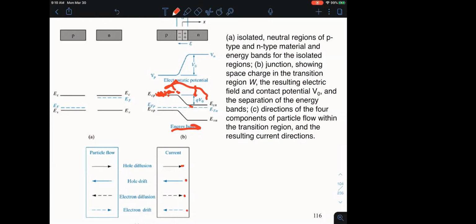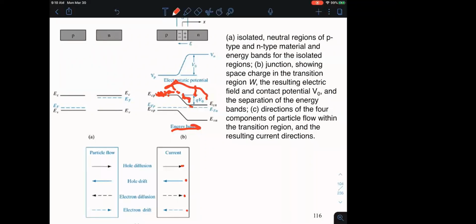Now you'll recall, of course, that the drift currents are given by the carrier concentration times the drift velocity, which in turn is given by the mobility times the electric field. And you'd think then that if this electric field in the depletion region changes, this drift current will also change. But it turns out in this particular case, it does not change because it is a supply limited drift current.